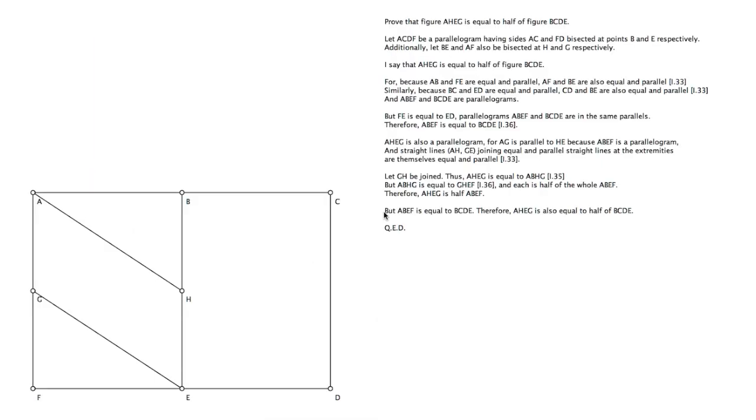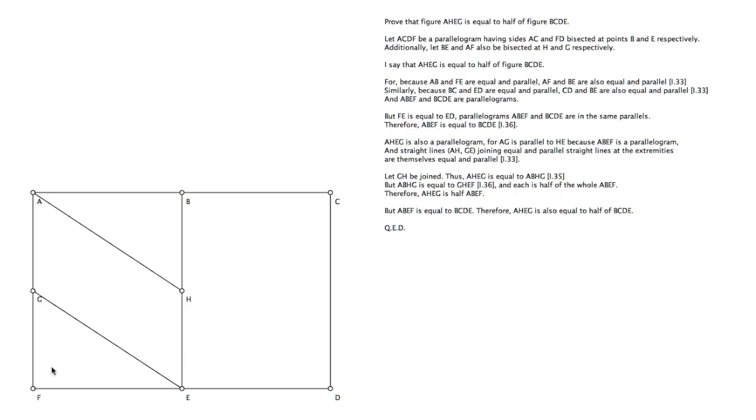So now we come to problem H, and I have already sketched out the figure here as you see, and I'm going to walk you through one possible way of proving that parallelogram AHEG is half BCDE. So you'll remember that the givens are these, and I've just written them out. Let ACDF, that's the entire parallelogram here, be a parallelogram having sides AC and FD bisected at points B and E.